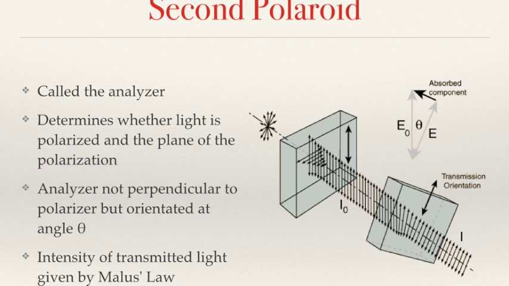The second Polaroid is called the analyzer. It determines whether light is polarized and the plane of the polarization. The intensity of the light that is transmitted through the two Polaroids when oriented at angle theta is given by Malus's law.